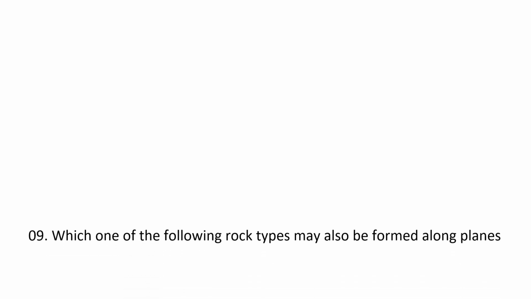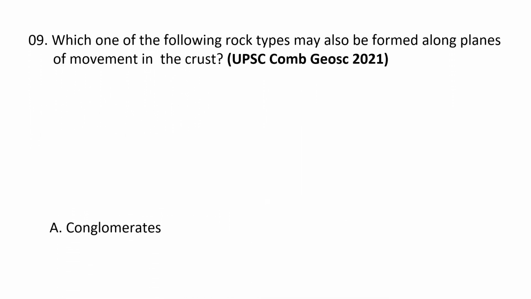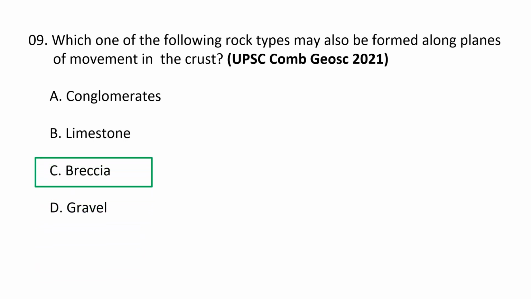Next question. Which of the following rock types may also be formed along planes of movement in the crust? A. Conglomerates, B. Limestone, C. Breccia, and D. Gravel. So the rock type that may also be formed along the planes of movement in the crust is breccia. So the fault breccia, also known as a tectonic breccia, is a breccia that was formed by tectonic forces along a localized zone of brittle deformation or a fault zone. And the grinding and milling in a fault zone occurs when the two sides of a fault zone move along each other to obtain the material that is made up of loose fragments. So C. Breccia is the correct option.